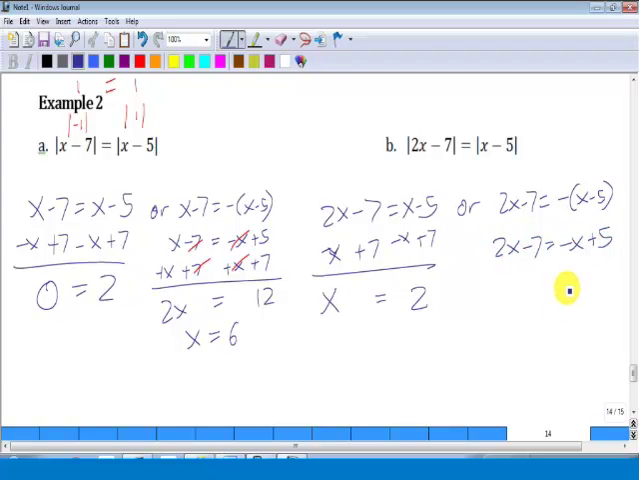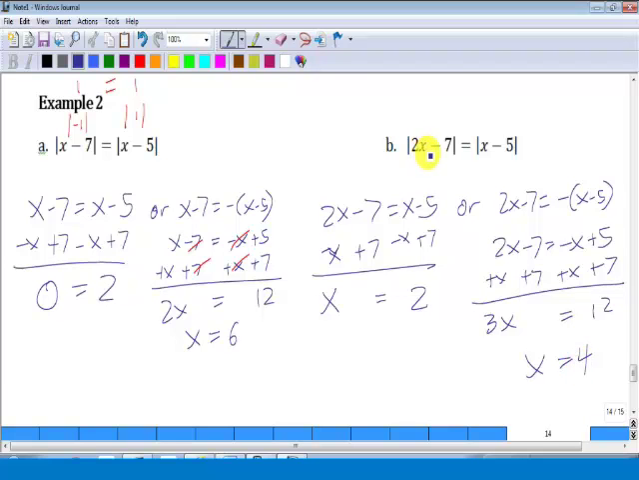I'm a little worried. Add x, add 7, 3x equals 12. Does 4 work? I have less than a minute to check it. Let's see. Let's try the 2.